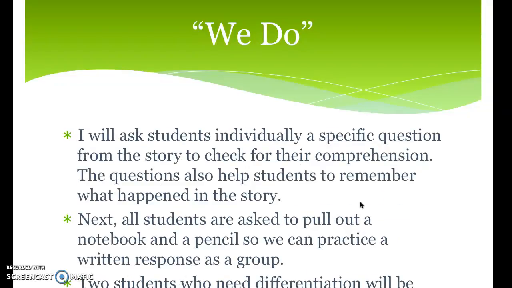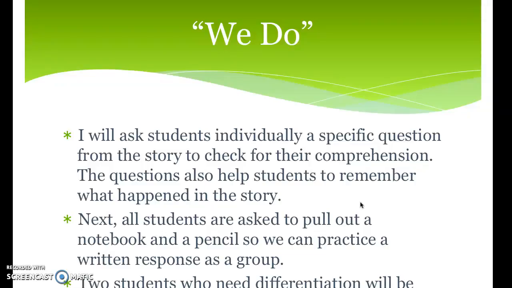Then I'm going to ask the students individually a specific question from the story to check their comprehension. I'm going to ask each student a question, specifically say their name, and ask them to answer the question because I want to make sure that every student is on the same page and comprehending and remembering what happened in the story so that they're ready to write.